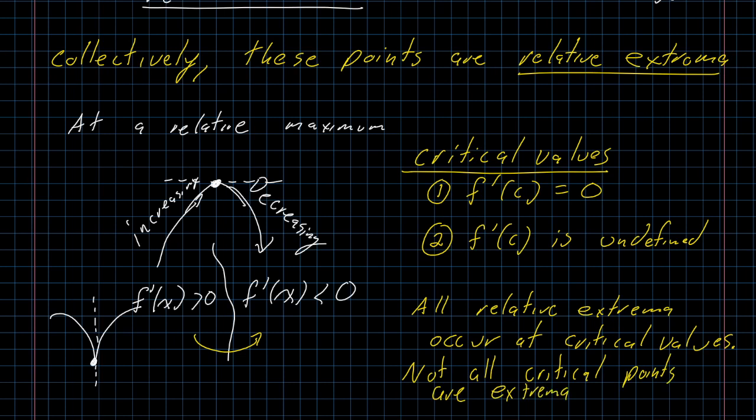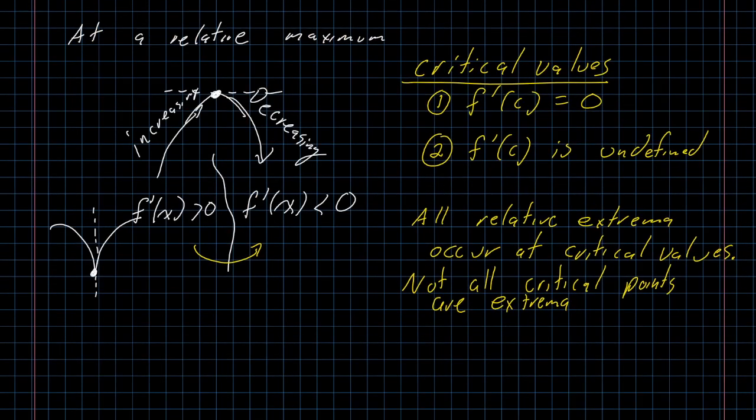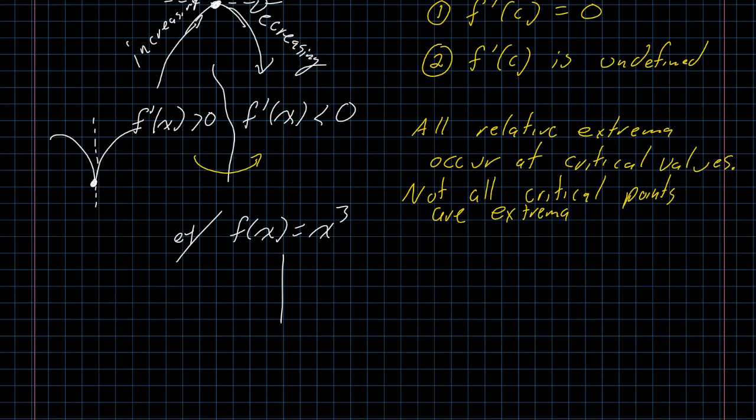But we have to point out that not all critical points are extrema. So before we go and start worrying about finding critical values, the first example I want to show you is f of x equals x cubed. We know what the graph of this thing looks like. Give myself a little bit of space to actually draw it. The graph of this function looks something like that. It has a horizontal tangent line at x equals 0.